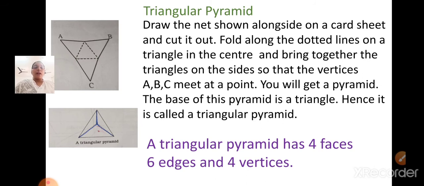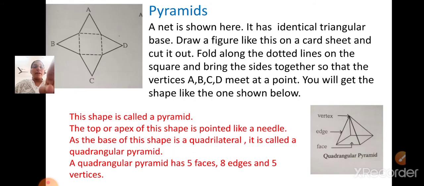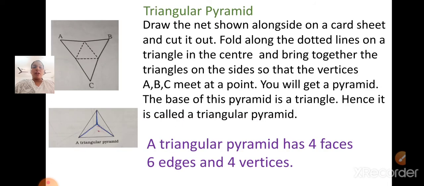Now this one more activity you are going to do. Again here, draw the net shown alongside on a card sheet and cut it out. Fold along the dotted lines the same way. See, the shape is different. In the quadrangular pyramid, this one was the shape. Now the shape is different, but the activity you are going to do in the same way. Fold along the dotted lines on the triangle in the center and bring together the triangles on the side so that the vertices A, B and C meet at a point.